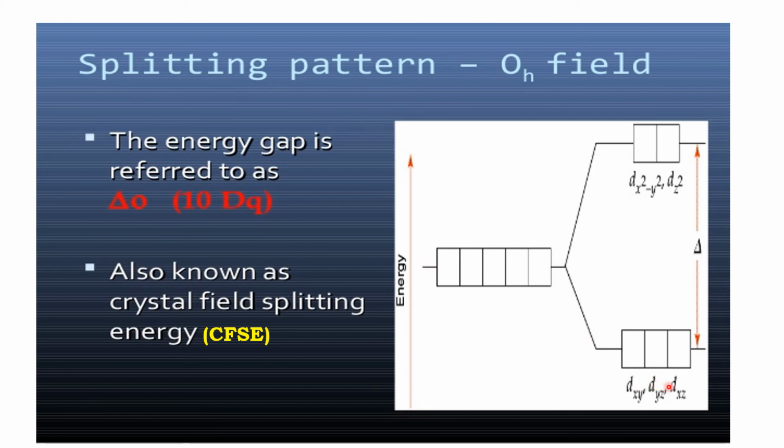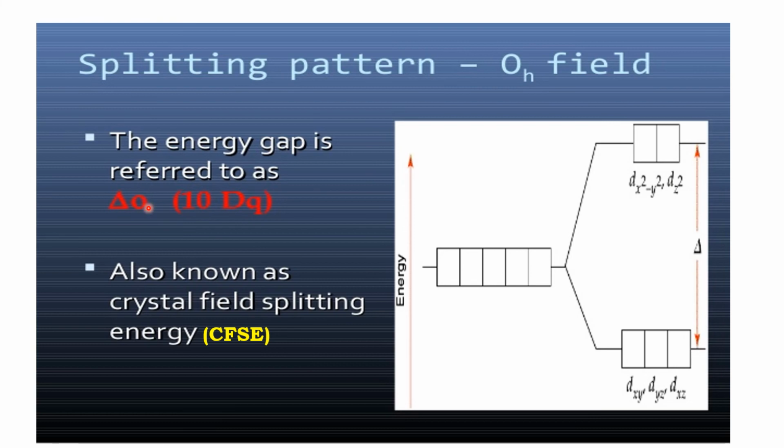If three orbitals should have minimum energy, automatically two orbitals should have maximum energy. So the total energy of these two orbitals should be equal to the total energy of these three orbitals, because energy should be conserved. If this is the energy level of the degenerate d orbitals, whatever energy is lost by these orbitals should be gained by these two orbitals. So this energy gap is designated as delta or delta O.